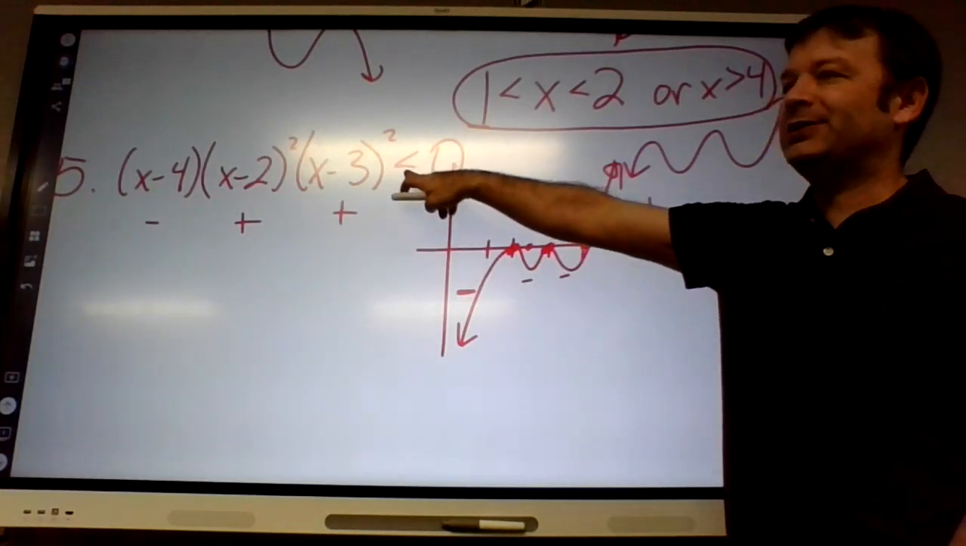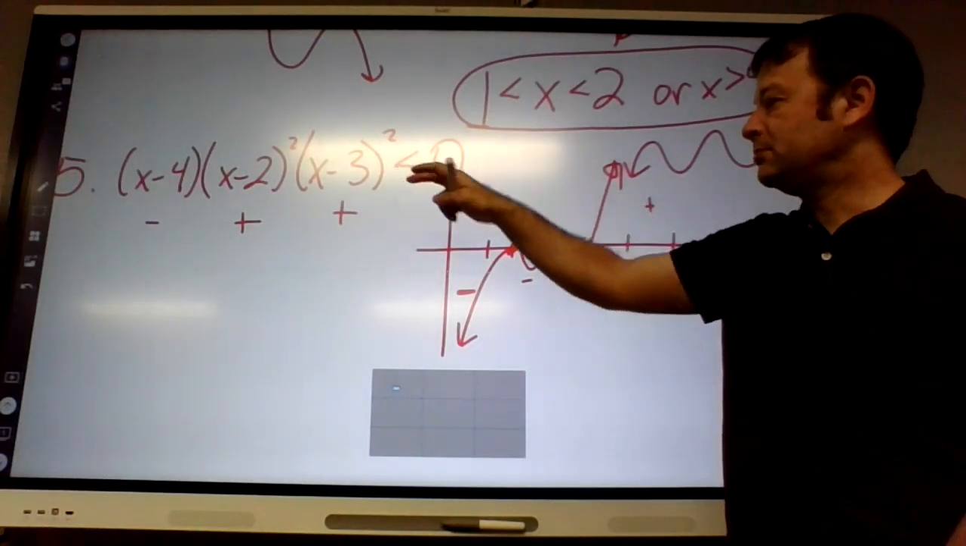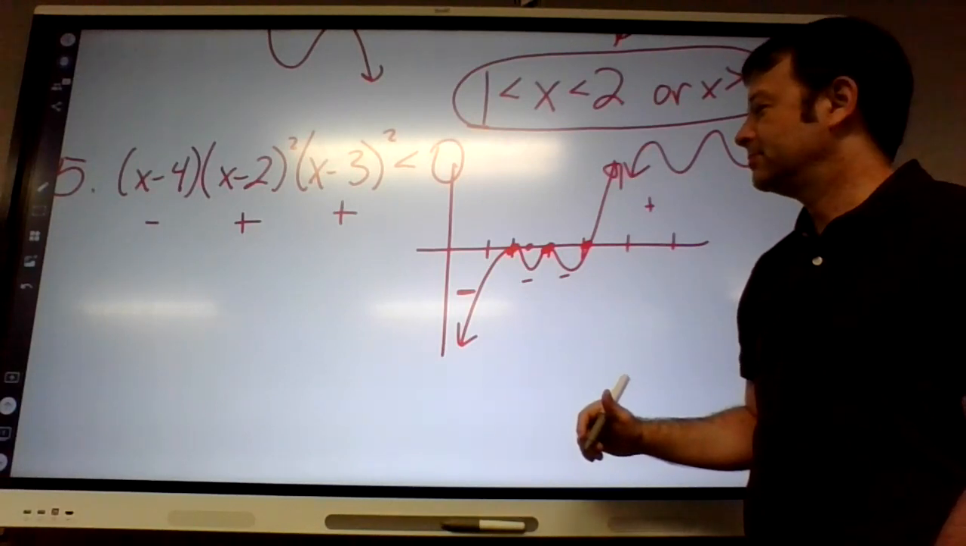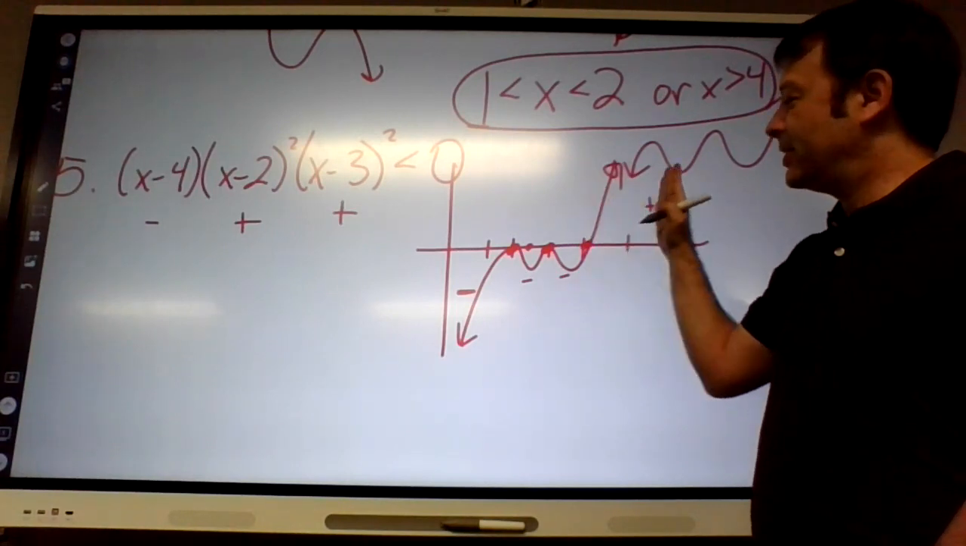Okay, this one says less than 0 though. Where's the function less than 0? Well, it's not less than 0 out here.